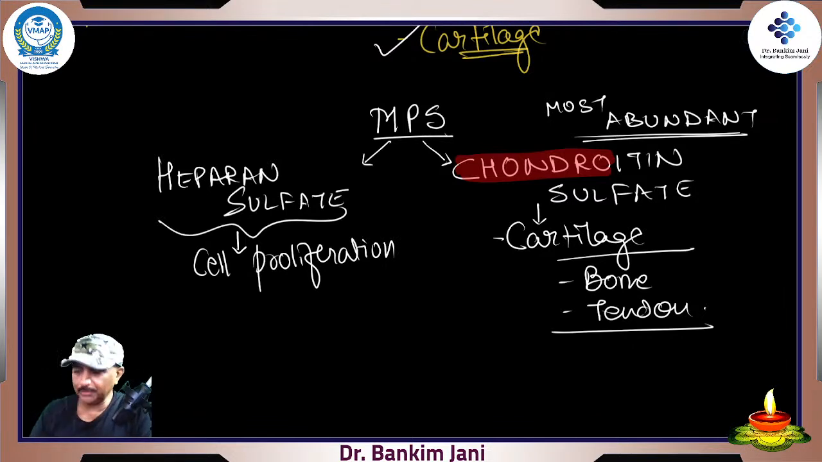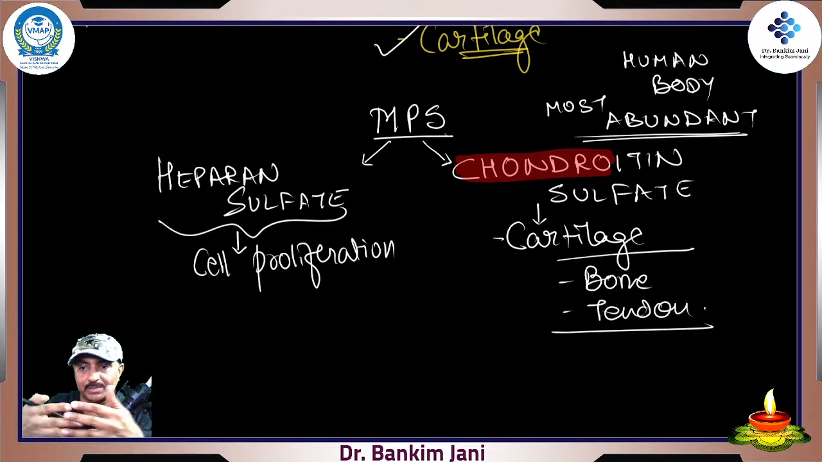Most abundant in the human body. Maximum. This heparan sulfate is for cell proliferation, cell growth, and it plays an important role in cell to cell attachment. One cell is connected to a second cell, a third cell.